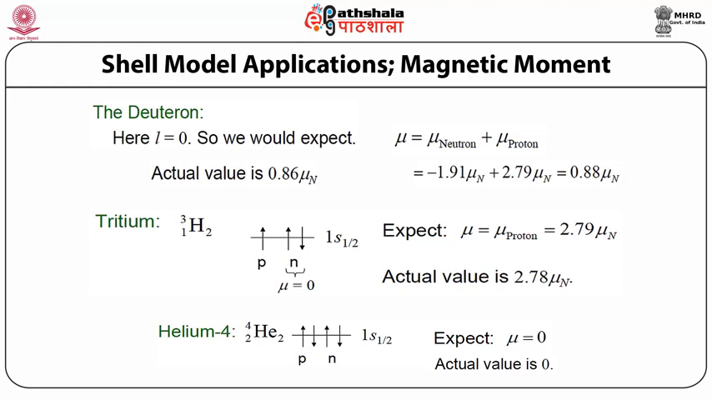In case of helium-4, there are two protons and two neutrons. So protons are in the s orbital, neutrons are in the s orbital. Since protons are coupled, they are paired up in the s orbital, the total spin is 0. Two neutrons are in the s orbital, they are also coupled, total spin is 0. So expected mu is equal to 0. And actually in the experiment, the value obtained is also 0. So it shows that the shell model can predict the ground state magnetic moment in odd nuclei also.